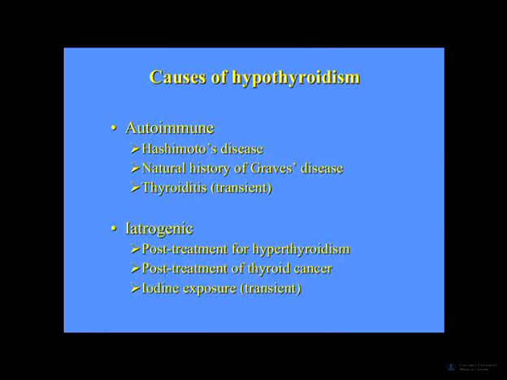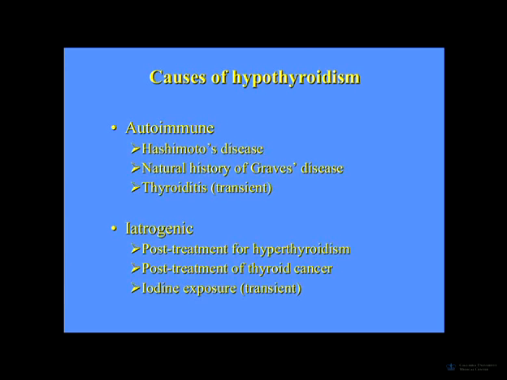Whereas localized myxedema in the pretibial region is only seen in Graves' disease. So pretibial myxedema, Graves; total body myxedema, primary hypothyroidism. The causes of primary hypothyroidism: autoimmune, iatrogenic, pretty much 50-50. So 50% autoimmune, 50% you guys are going to be causing the patient to become hypothyroid.